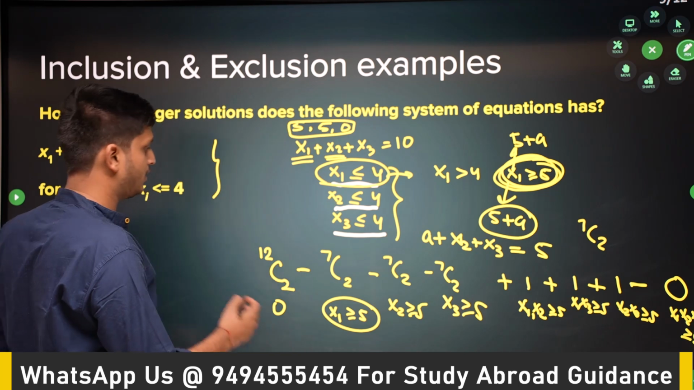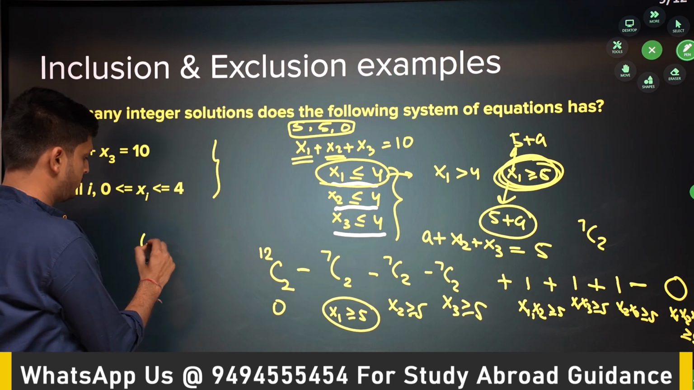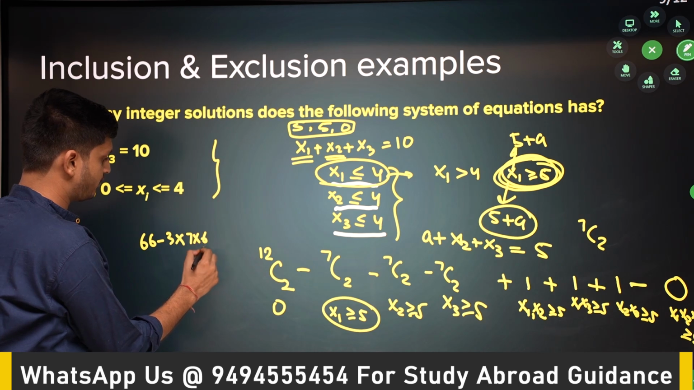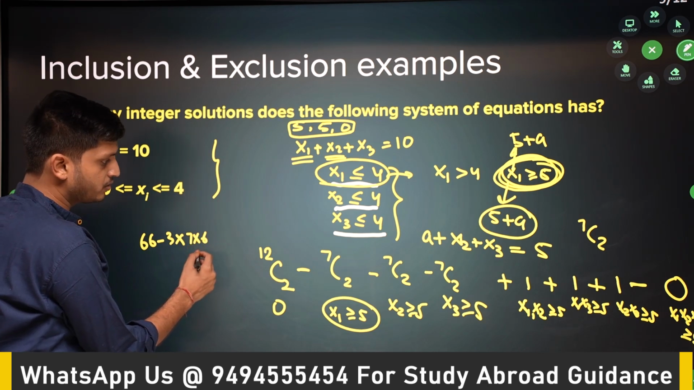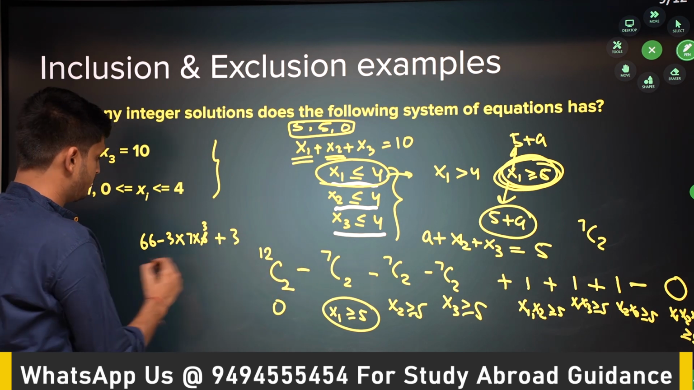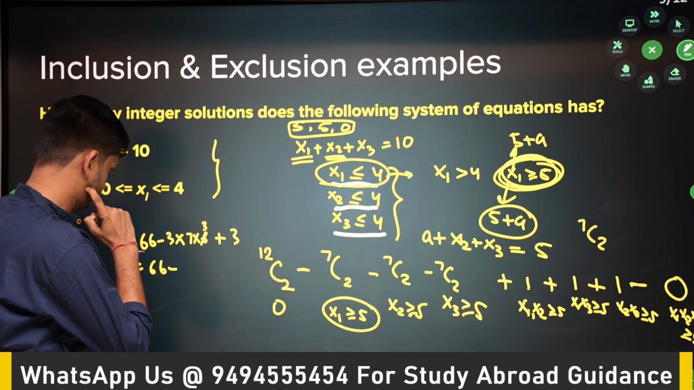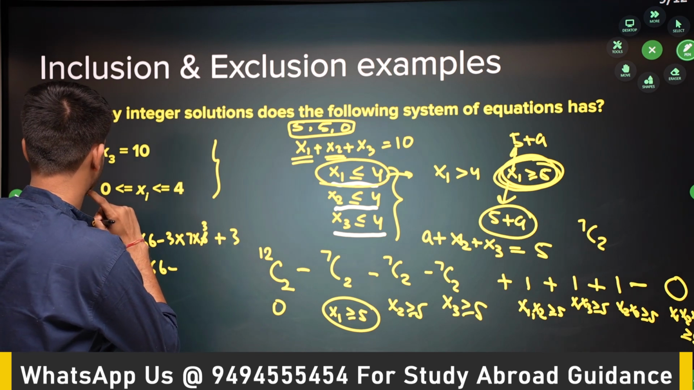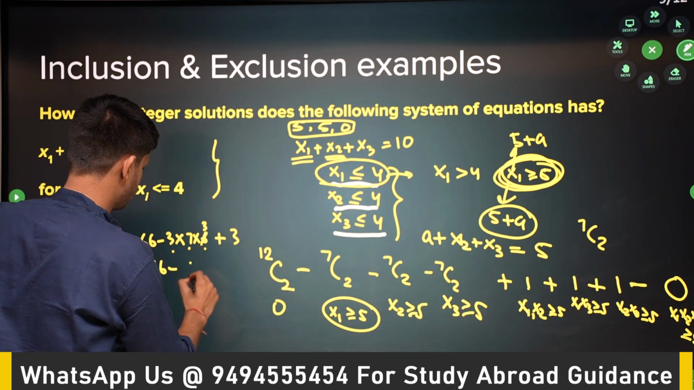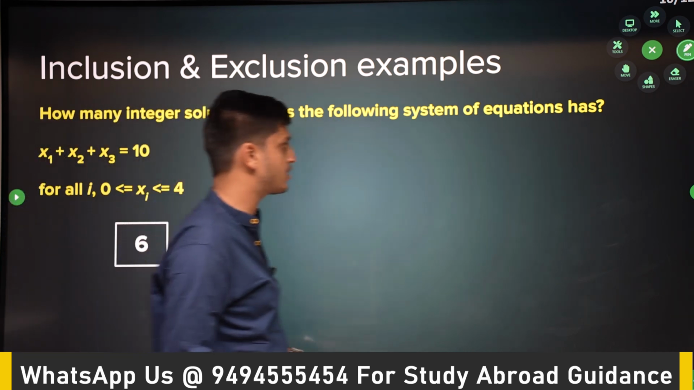Okay, so this is your answer. You can calculate it. 12C2 is what? 12 into 11 by 2. It is 66. Minus 3 times 7C2. 7C2 is 7 into 6 upon 2, so 7 into 3 basically, which is 21. And plus 1 plus 1 plus 1, 3. So this is 66 minus 63 plus 3. So it is 3 plus 3, 6. So there are 6 solutions to this equation.